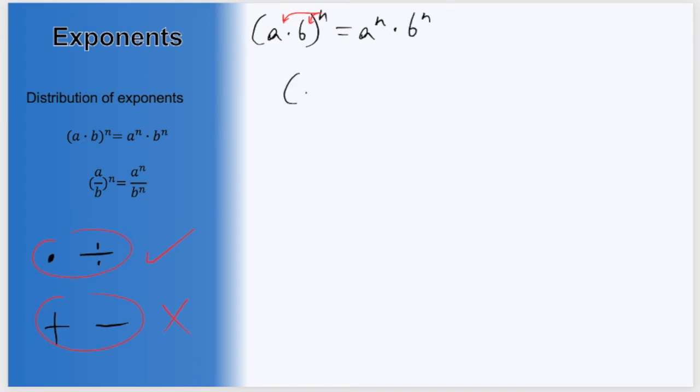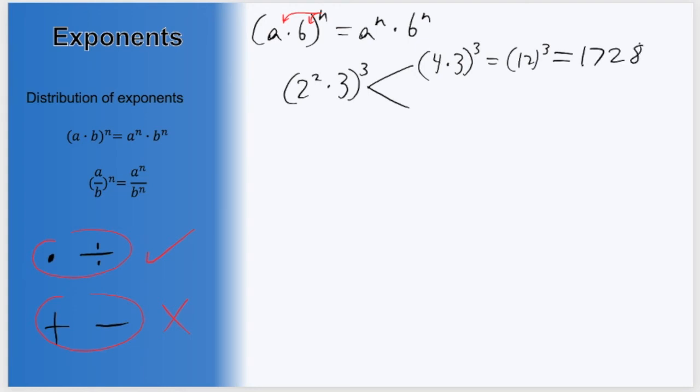For an example, let's consider 2 squared multiplied by 3, then raised to the third power. We will evaluate this two different ways. First, using our order of operations, which we know will give us the correct answer, and then using the distribution of the exponent. Our order of operations will tell us to evaluate the inside of the parentheses first. So 2 squared will be 4, then multiplied by 3. We get 12 on the inside, raised to the third power, and 12 cubed will give us 1,728.